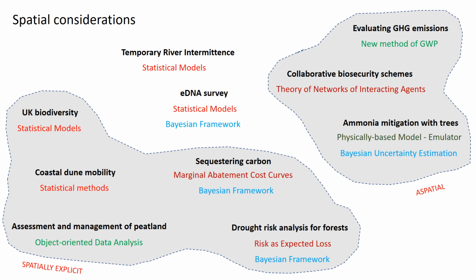Some projects are aspatial, such as Michelle Kane's project on developing an alternative global warming potential metric for greenhouse gas emissions, David Cameron's project on developing a tool for mitigating ammonia emissions using tree belts, or Andrew Bates' project on the relationship between relative costs and collaboration between interacting agents.